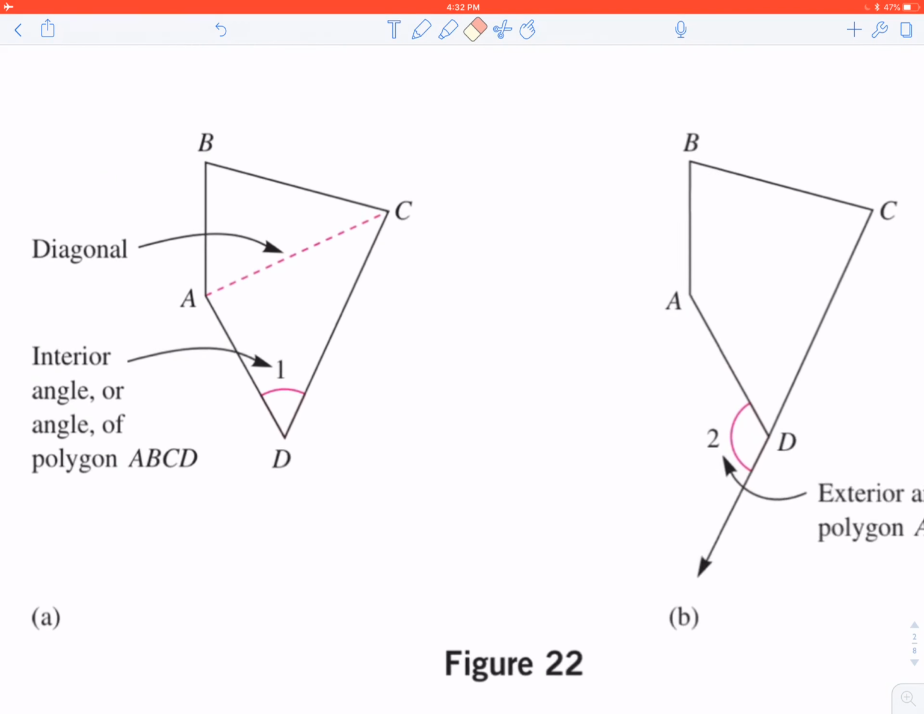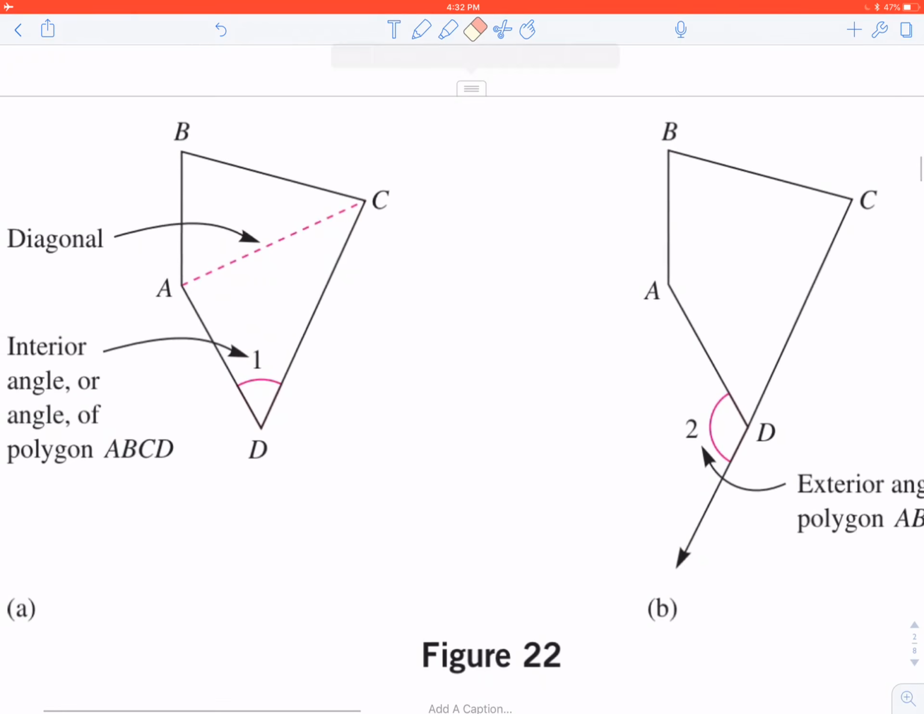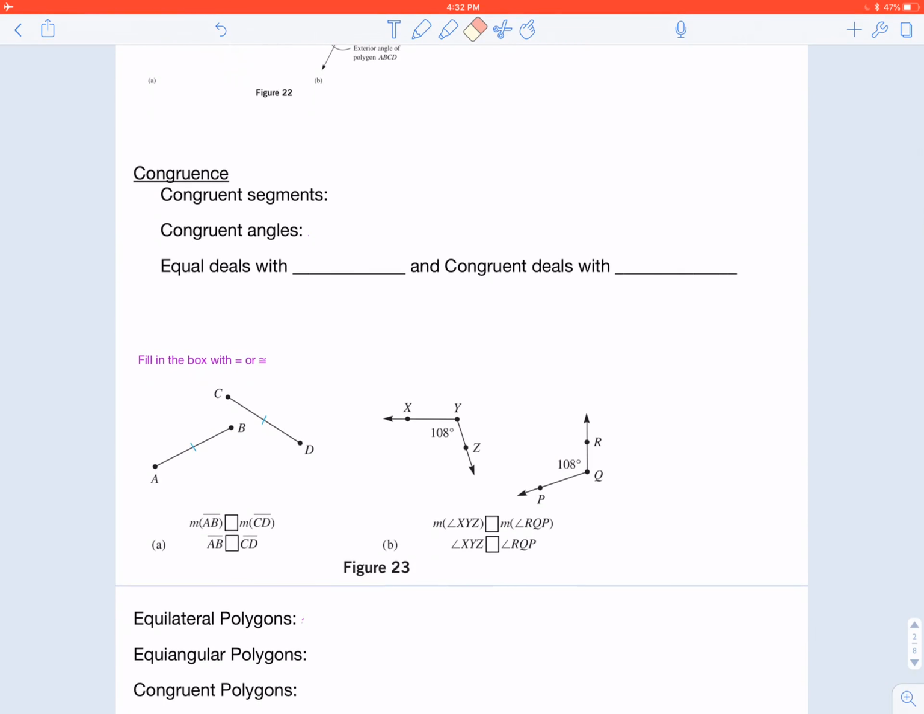So you'll notice here, vertices A and C are not next to each other. When I draw a segment between them, this is called a diagonal. Then I have congruent segments. Congruent segments are 2 segments that have the same length. Congruent angles are 2 angles with the same measure.